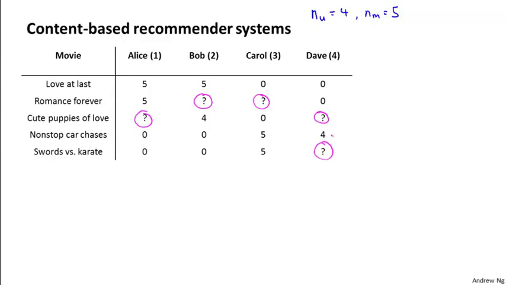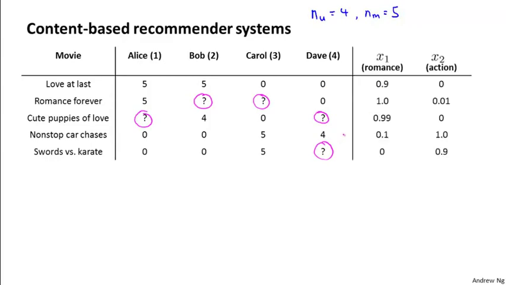Let's suppose that for each of these movies, I have a set of features for them. In particular, let's say that for each of the movies I have 2 features which I'm going to denote x1 and x2, where x1 measures the degree to which a movie is a romantic movie and x2 measures the degree to which a movie is an action movie. So if you take a movie Love at Last, it's 0.9 rating on the romance scale, so it's a highly romantic movie, but 0 on the action scale, so almost no action in that movie.